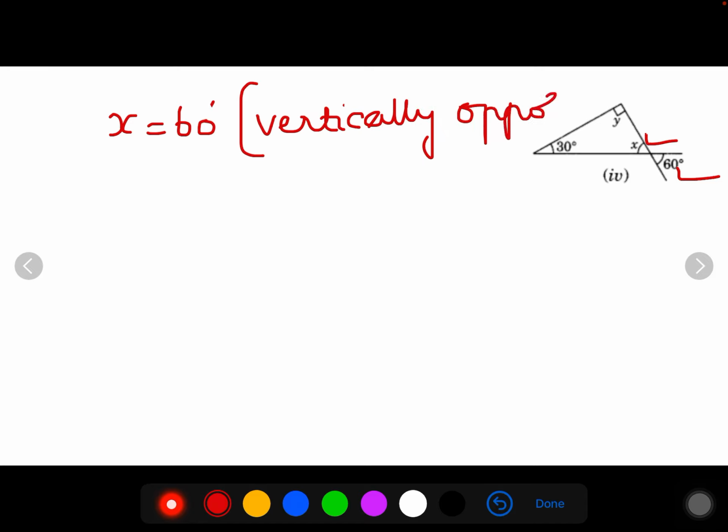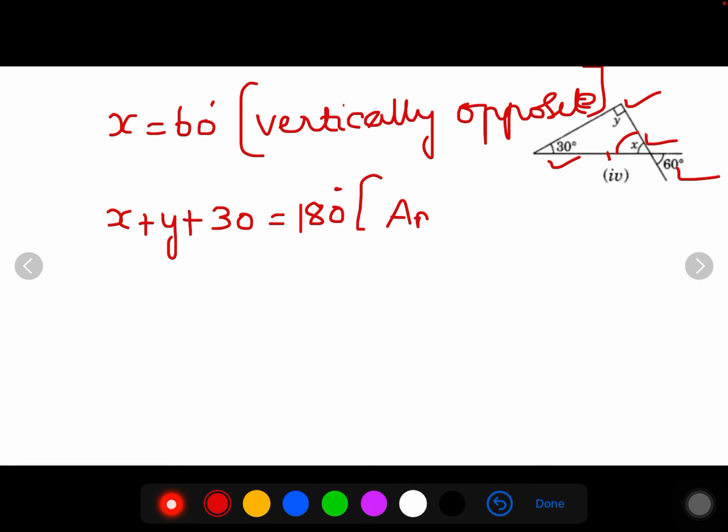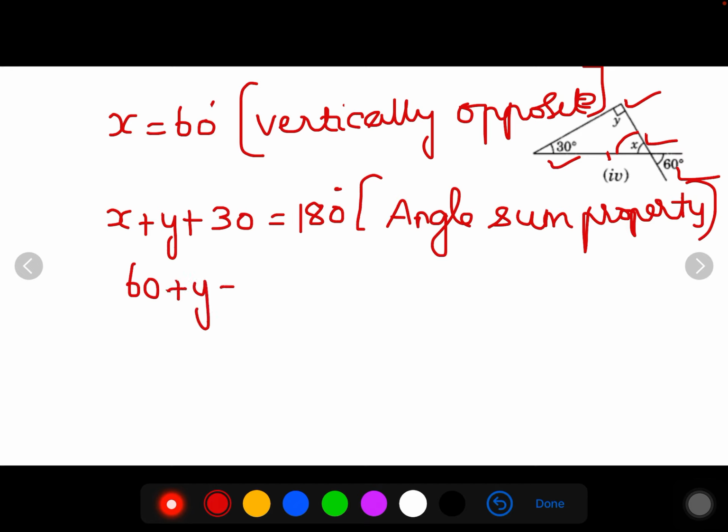Vertically opposite angles. Okay, now as usual we can find, see, three angles of a triangle you have, so we will apply the angle sum property. Okay, so x plus y plus 30 is equal to 180 because we are using angle sum property. Okay, so x is 60 degree plus y plus 30 is equal to 180 degree. Okay, so we will add these two. 60 plus 30 is 90 degree. So you'll get y plus 90 degree is equal to 180 degree.